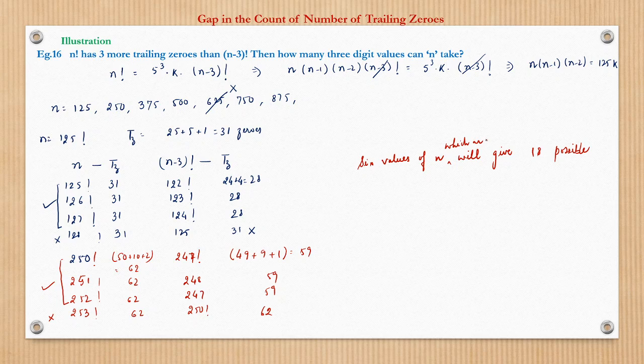which are, I mean, multiples of 5 will give 18 possible values of n, right? So three values for 125, three values for 250, similarly three values we'll get for 375, three values for 500, and that's that way.